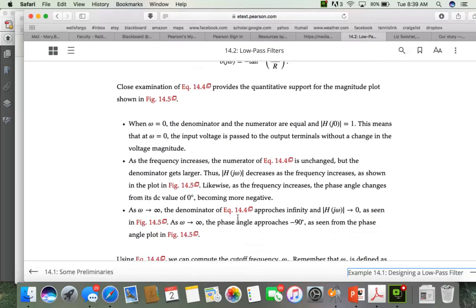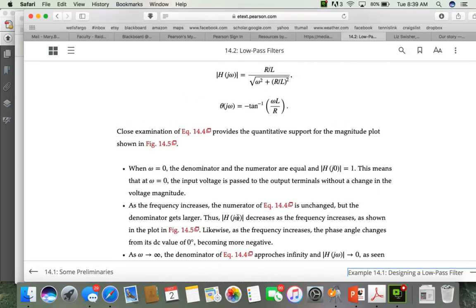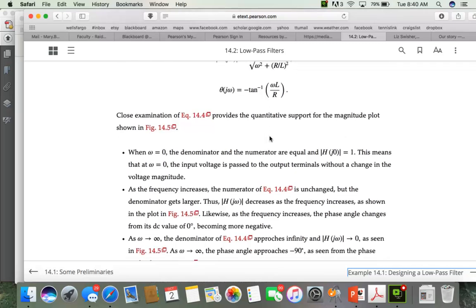So this is some discussion about the magnitude plot we saw before. Notice that when omega is equal to 0, the numerator and denominator in the magnitude are equal, meaning your transfer function would have a value of 1. Notice that as omega gets very large, the denominator is going to dominate and become very large with respect to R over L. And so the transfer function value is going to go to 0.